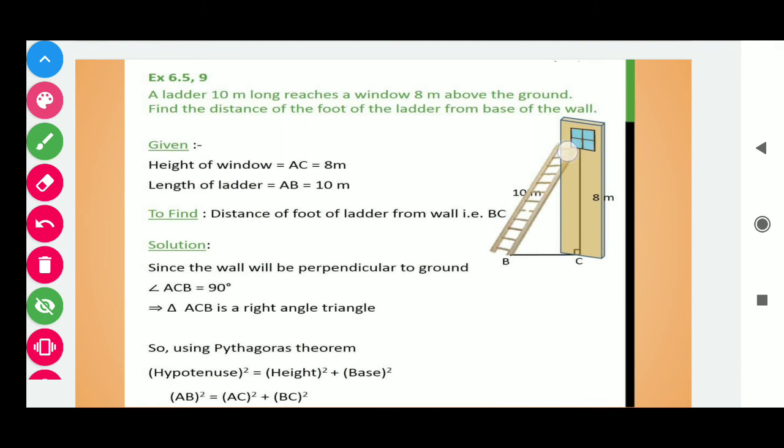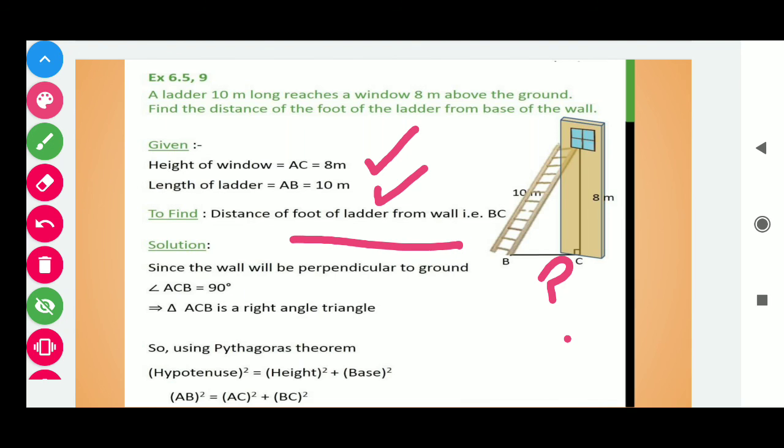A ladder, you can see here, a 10-meter long ladder reaches a window 8-meter above the ground. Find the distance of the foot of the ladder from the base of the wall. Students, here we have a 10-meter long ladder that reaches a window at 8 meters, and we need to find the distance from the base of the wall. So students, this is the question mark BC. Height of the window is AC. AC is 8 meter and length of the ladder is 10 meter. Distance of foot of ladder from wall, that is BC.